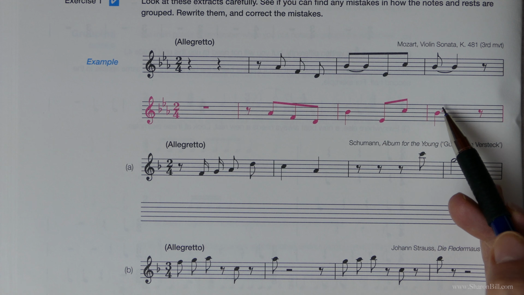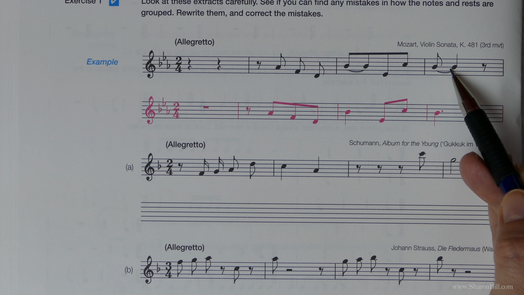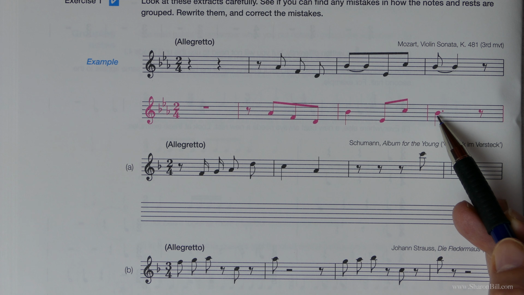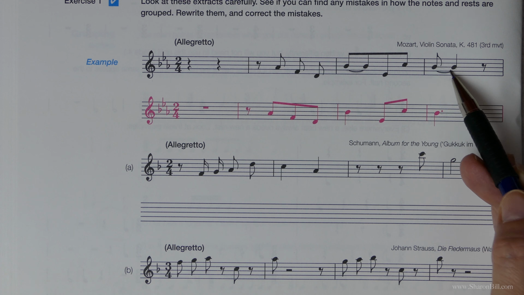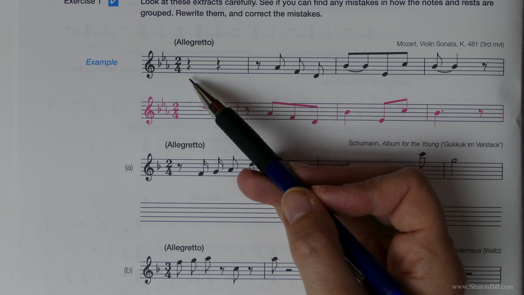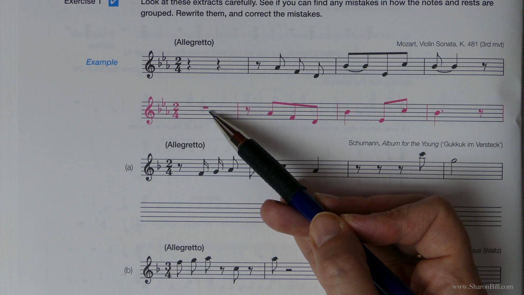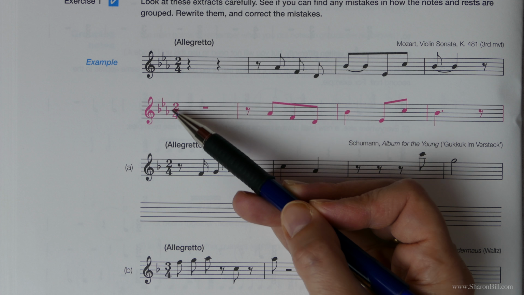Remember, in grade 1 it says a dot is always better than a tie if at all possible, and that's much clearer to read as 1.5 beats. That just seems a little unnecessarily complicated. Remember, a semibreve or a whole note rest is always just the shorthand for a full bar's rest, although technically it's too big for this bar.